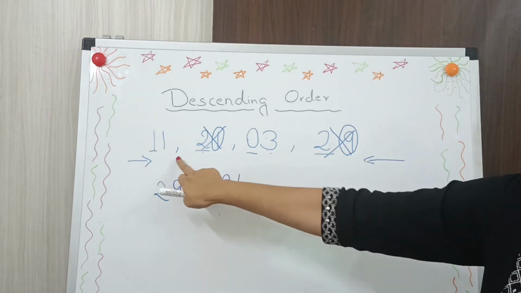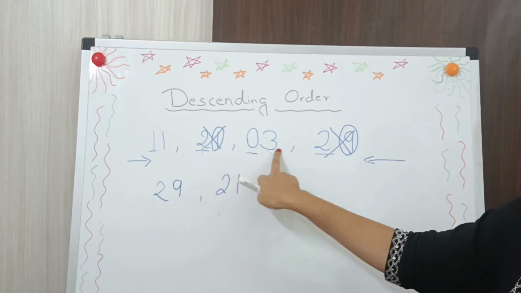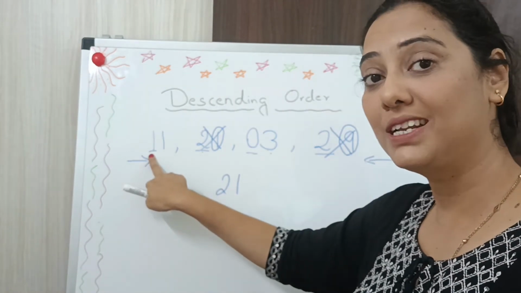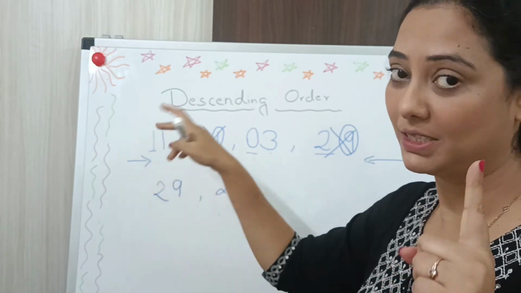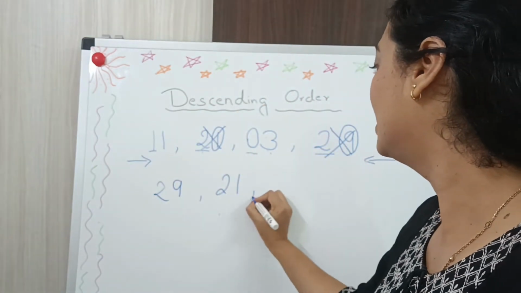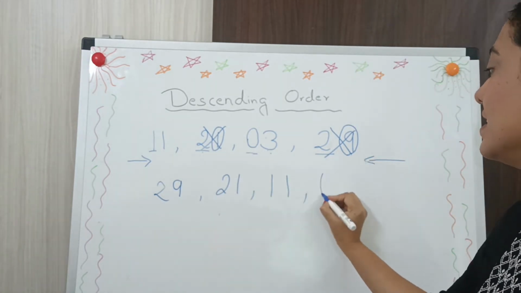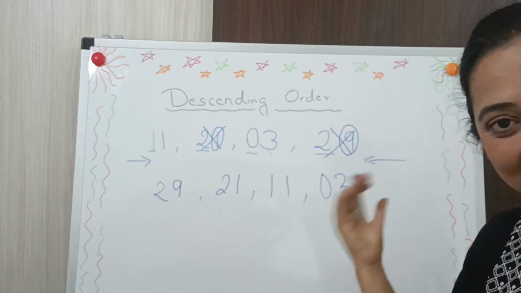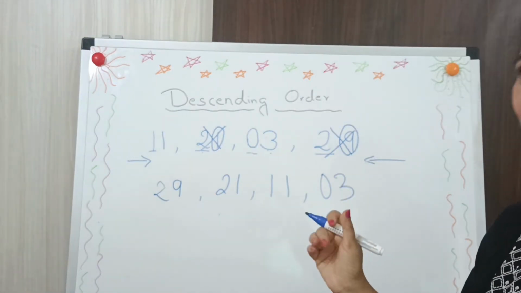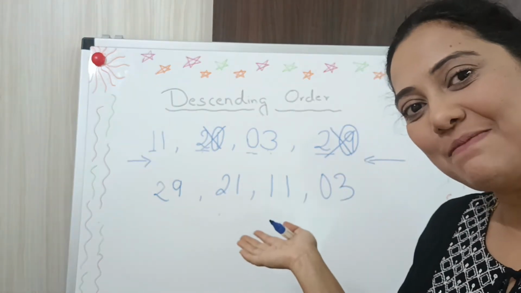Now, tell me which number will be bigger, 11 or 3? Here the first number is 0 and here the first number is 1. 1 is bigger than 0, right? So we will write 1, that is 11. And after that, we write 0, 3. Done! Our one task is done now. Hooray! Now, we will take another example.